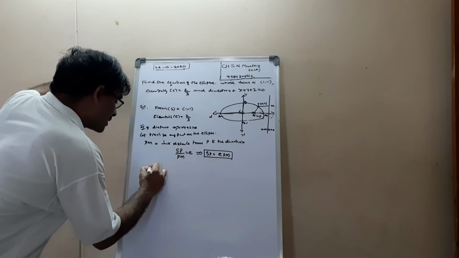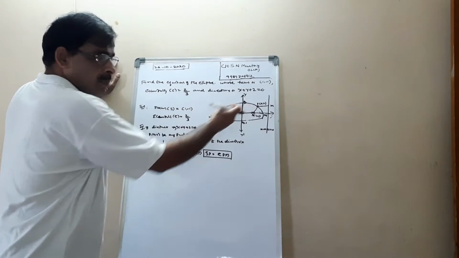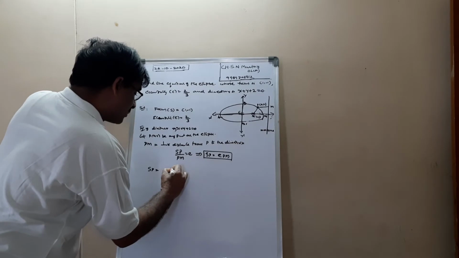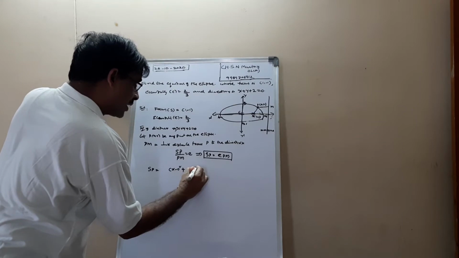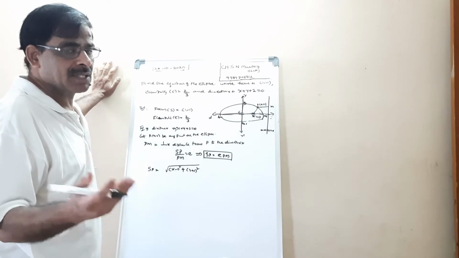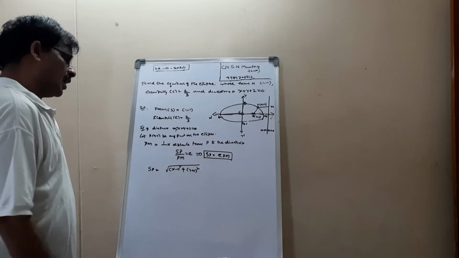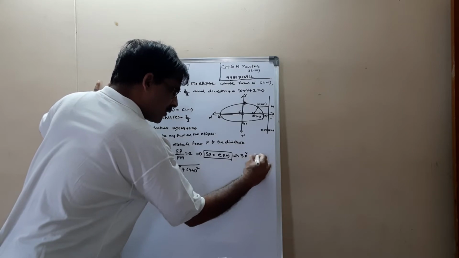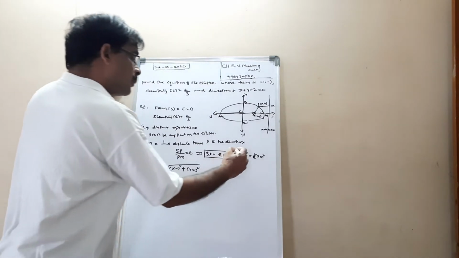Let us find SP. What is SP? SP is the distance between the focus and the point P which is on the ellipse. SP is the square root of (x minus 1) whole square plus (y plus 1) whole square. It is the distance between 2 points, the square root of (x2 minus x1) whole square plus (y2 minus y1) whole square. SP equal to e times PM, or you can write SP square equal to e square PM square.